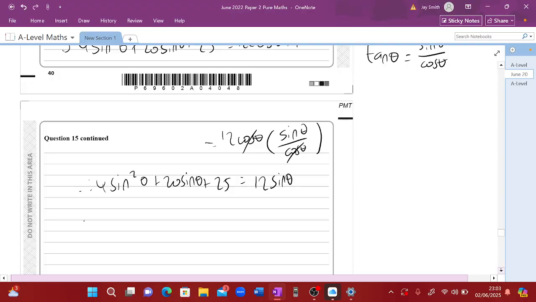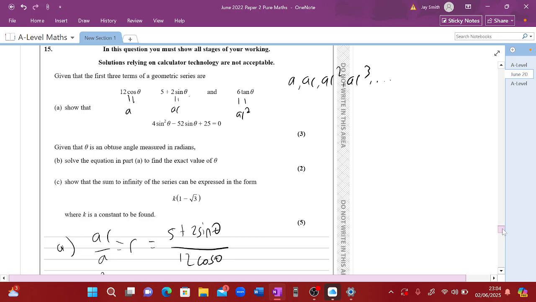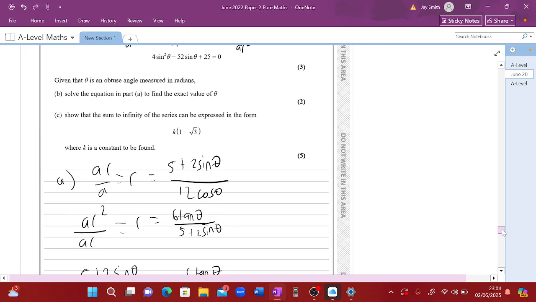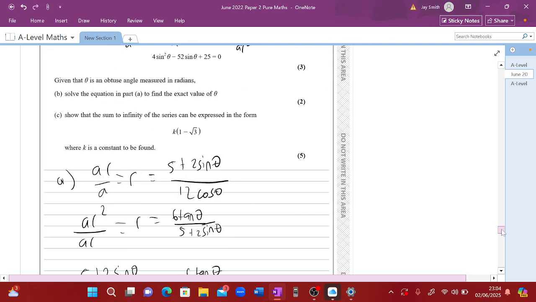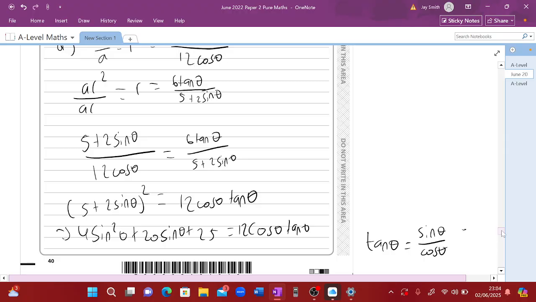Yeah, I'm going to move the sine theta then. So then say 4 sine squared theta, then 20 minus 12 is going to be plus 8 sine theta, plus 25 is 0, and it should be the equation I wanted, right? Minus 52. Oh dear, what happened here? 5 plus 2, 6. Okay, interesting. Oh, I might have expanded it wrong, perhaps.